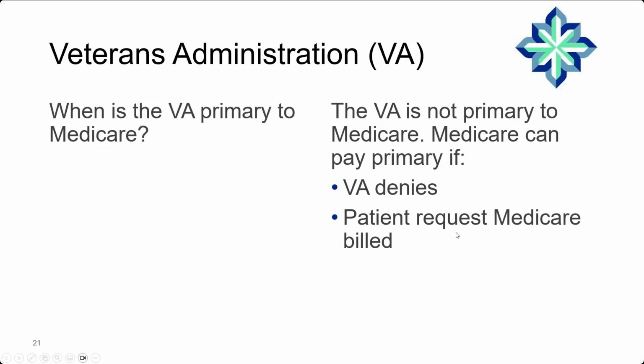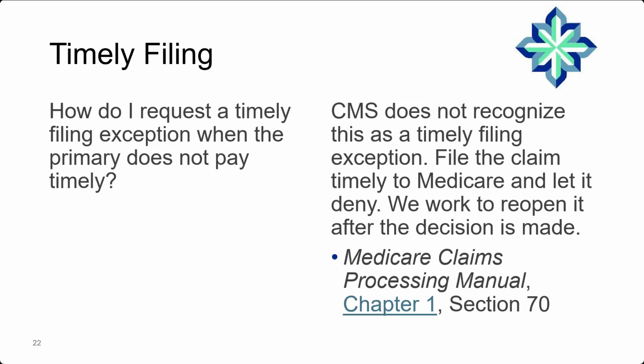Next question. How do we request a timely filing exception when the primary doesn't pay timely? I'm going to show you a resource on this one, but I'm going to tell you it doesn't specifically say Medicare secondary payer claims are not. And the reason is because it's not recognizing Medicare secondary payer claims when the primary didn't pay timely. What it's saying is you still need to file timely to Medicare.